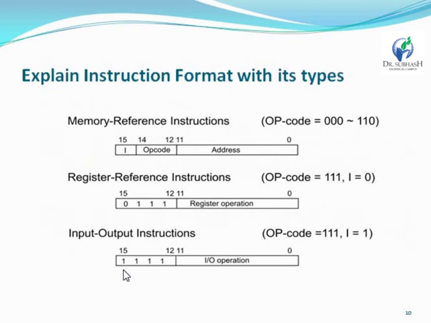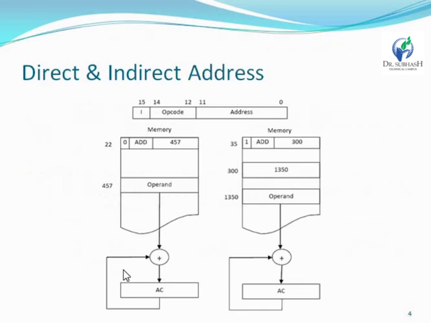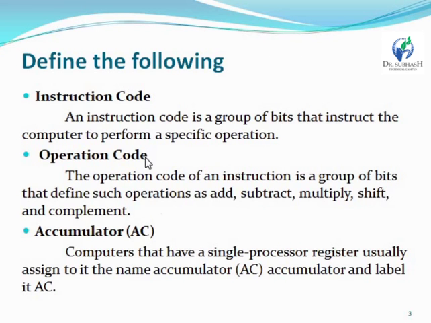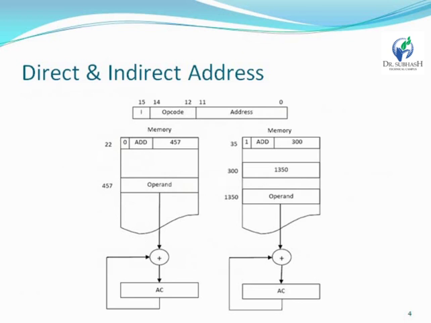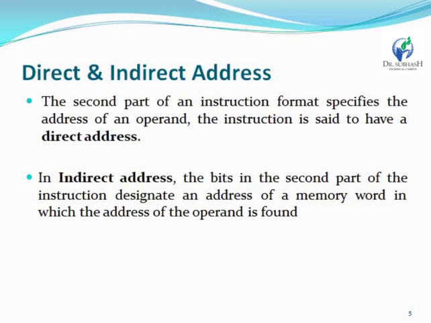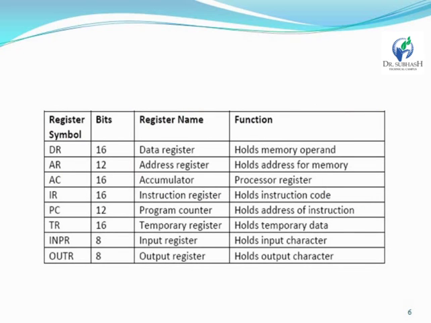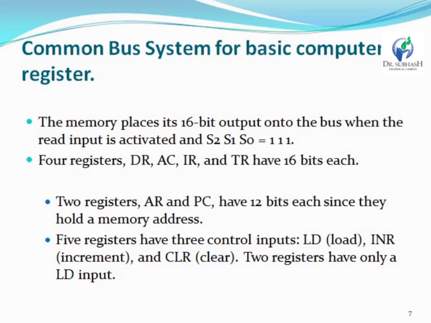So we can show one definition first of all, then direct address and indirect address. This is some short explanation. This is the symbol of register. This is the importance. Then next is the common bus system.